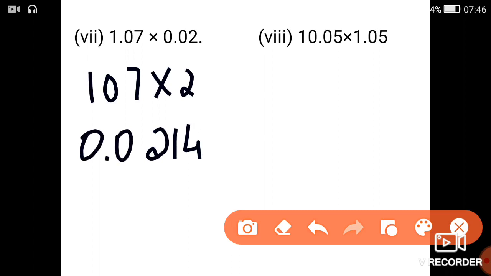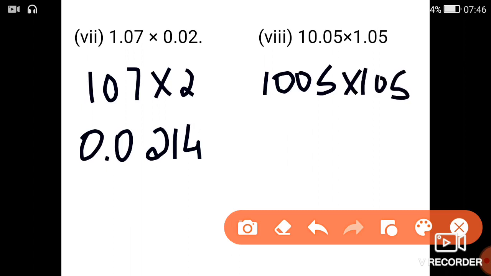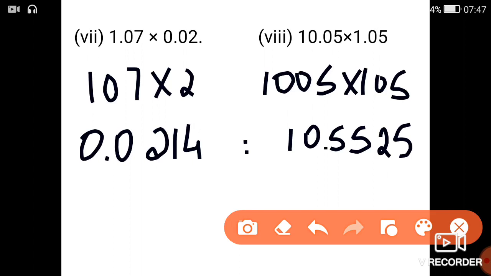Next, eighth problem we have 10.05. We need to multiply it with 1.05. So we will write it down as a whole number first. It is 1005 multiplied by 105. So that is equal to 1,05,525. So there are 4 digits after the decimal places in 10.05 and 1.05. So we will place the decimal point after 4 digits. So it is 10.5525. Okay students, we have completed the exercise 2.6.